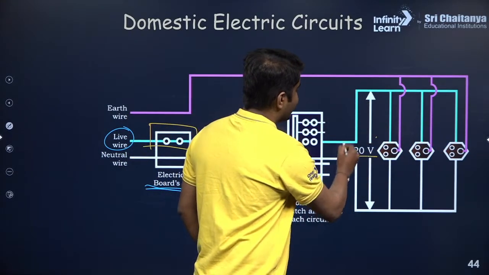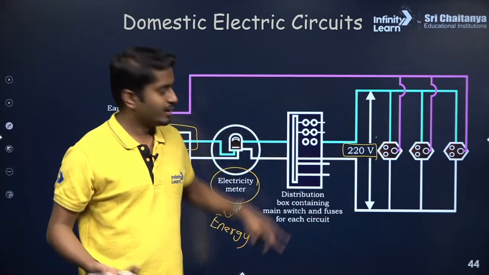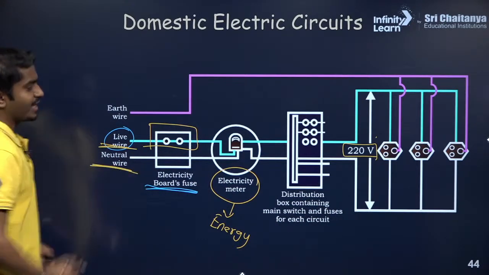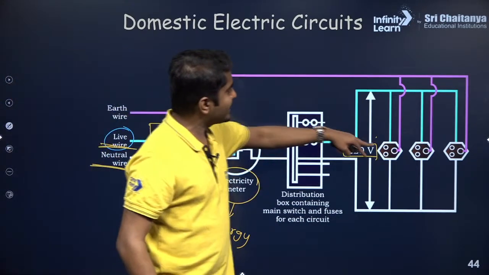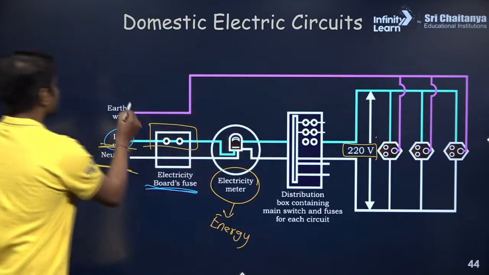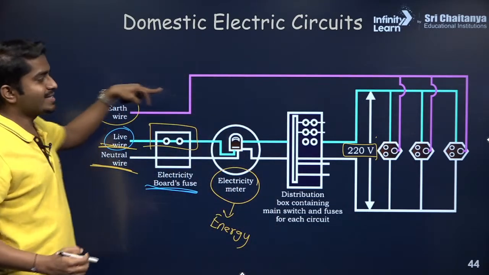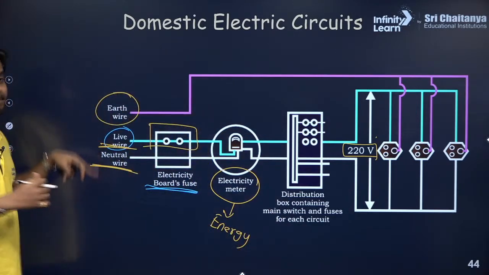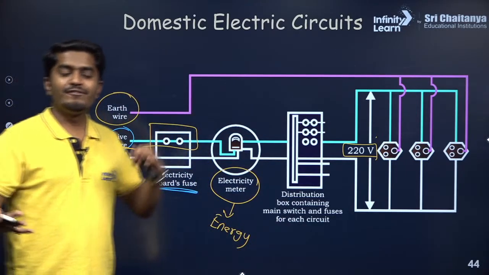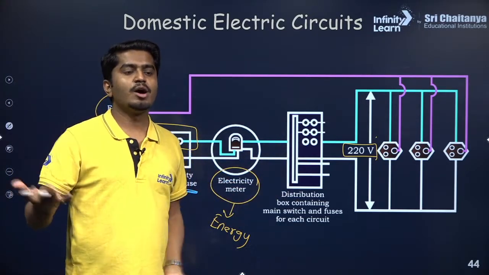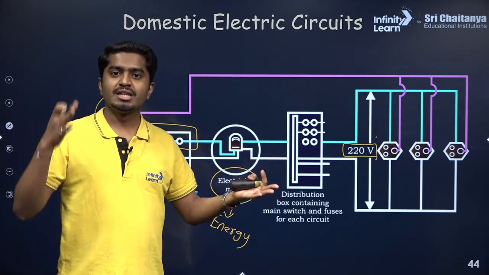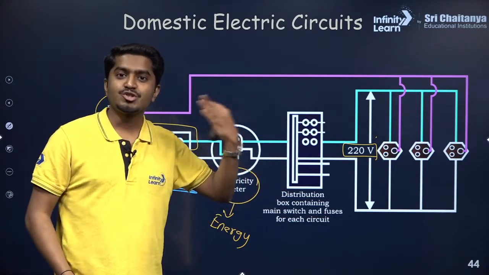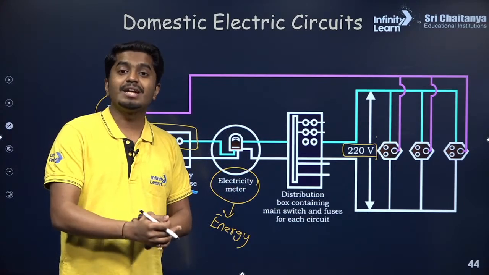All of them are maintained at 220 volt, which is the potential difference between the live wire and the neutral wire. Okay, and there is a third wire. This is the earth wire. So why do we need this? Sometimes what happens is the live wire might come in contact with the metal part of an object. Let's suppose there is a fridge. So the live wire may come in contact with the metal part of the fridge. So there are extra charges present on that metal part.